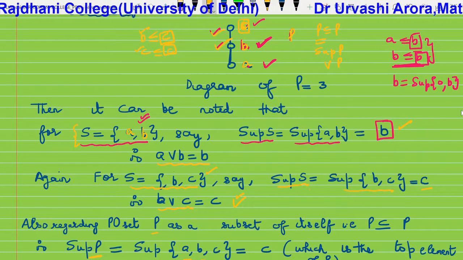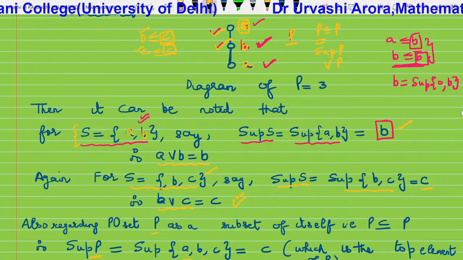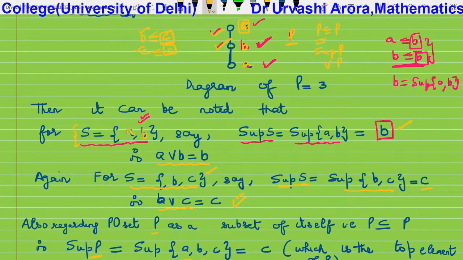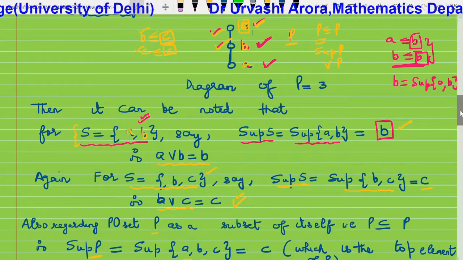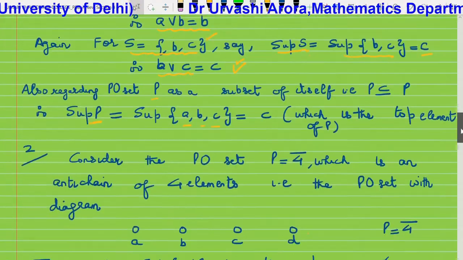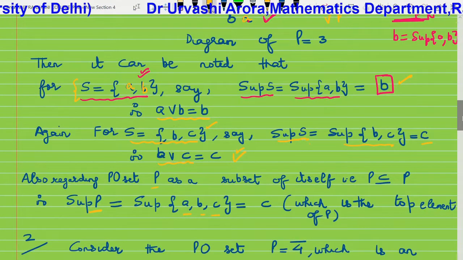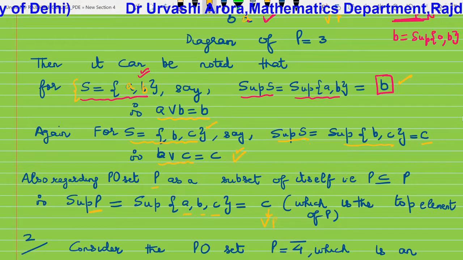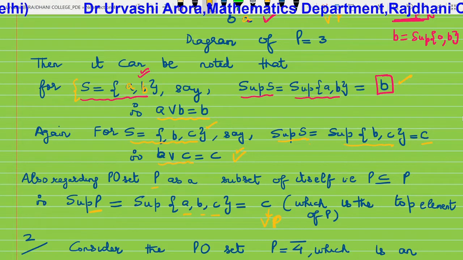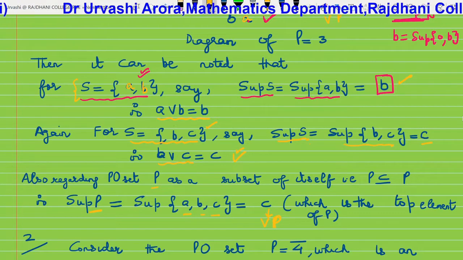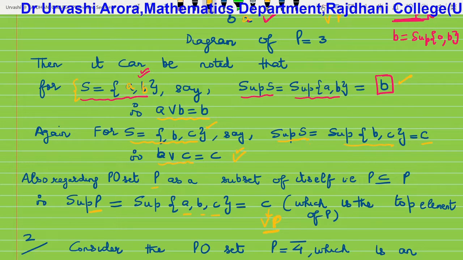So C is acting like an upper bound, and this is the only upper bound which P has, because there is no other element, and C happens to be the top element. So C is at the top. So this top element, which is C, is acting like the least upper bound, or the join of P. Using the notation that we have just discussed, the supremum can also be called the join, and this is the notation that you use for join. So that was the first example.